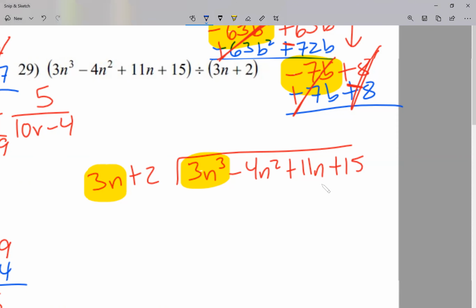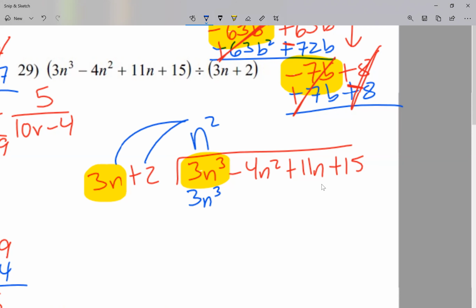Letter-wise, I have to multiply the top by n to the second, right? N times n to the second is n to the third. So let me multiply this out. 3n times n to the second is 3n to the third plus 2n to the second.